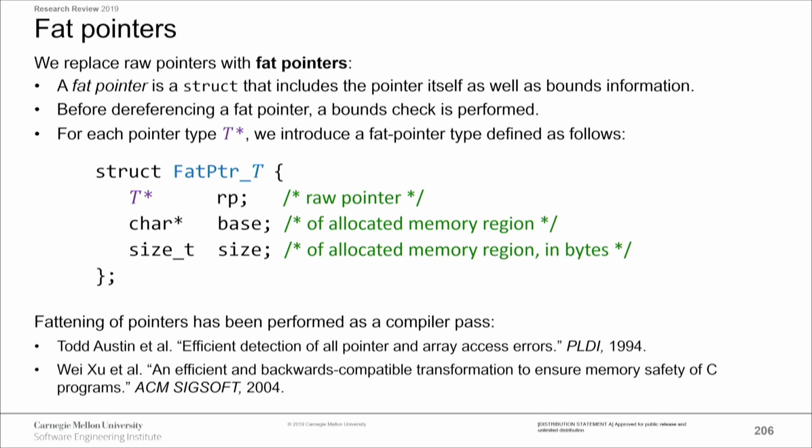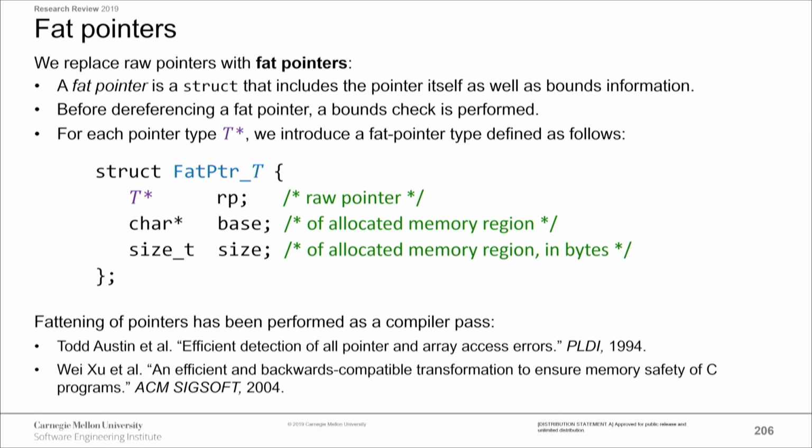So our main way of repairing the source code is to use so-called fat pointers. A fat pointer is a struct that includes the pointer itself as well as bounds information. And before dereferencing a fat pointer, we perform a bounds check. And if the bounds check fails, then we abort the program. So for each pointer type, we introduce a fat pointer struct that has three fields. The first field, RP, is the same as the original raw pointer. Then we also have the base of the memory region and the size of the memory region in bytes.